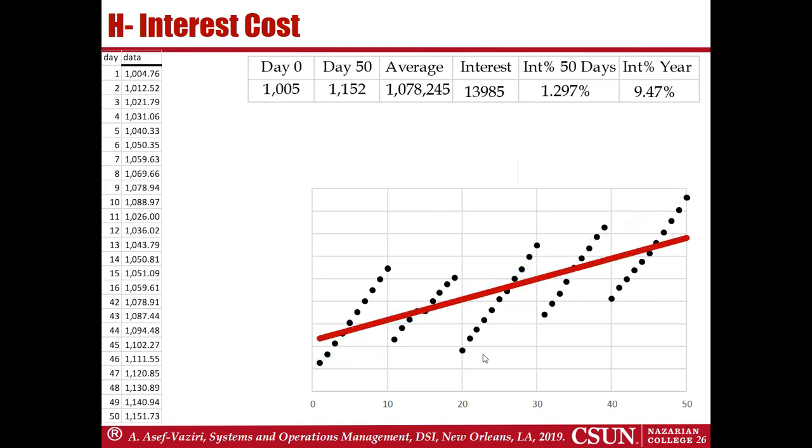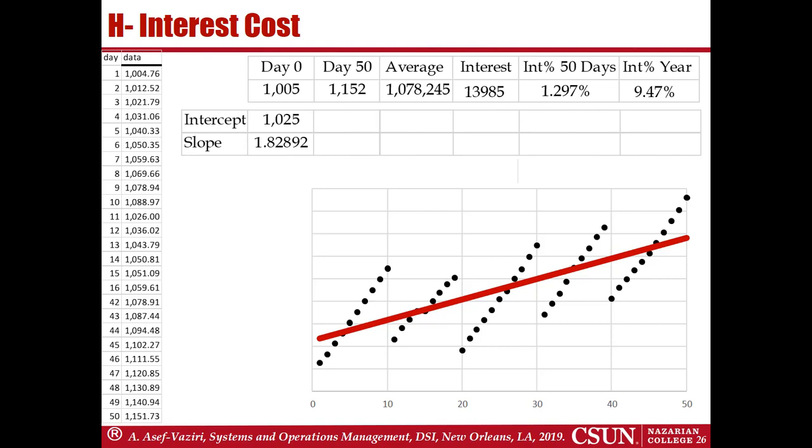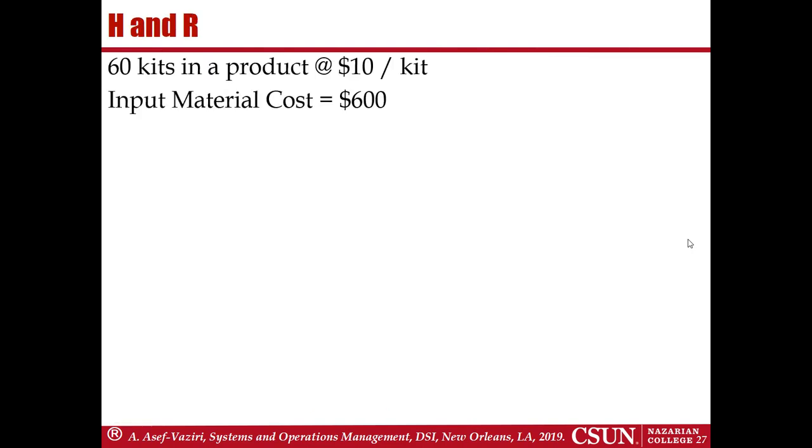Alternatively, they can use regression to fit a regression line to this data. Again, they can have the intercept and they have the slope. They can compute this point. Based on that point, they can compute the average cash they have had. Interest is the same. Then they can compute the interest in 50 days, the yearly interest rate, and they can adjust this. They can recompute this during the game, and therefore they find out that the interest rate is 10%, and each order requires 60 kits. Cost of each kit is $10, therefore it is $600.